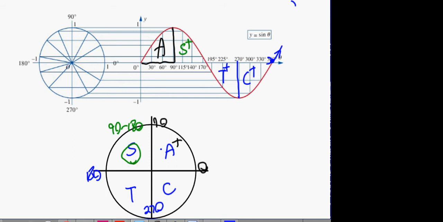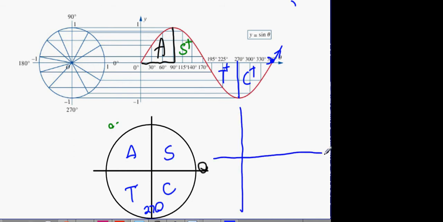Now guys, let's do a similar prediction. Let's do a similar graph for cos theta. Now, what will happen for cos theta? Okay, when we do this, cos theta, cos 0 is what value?